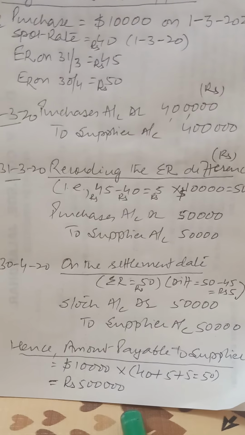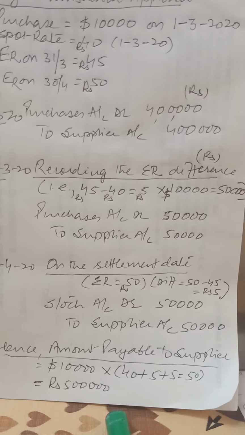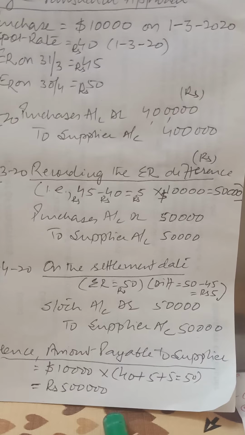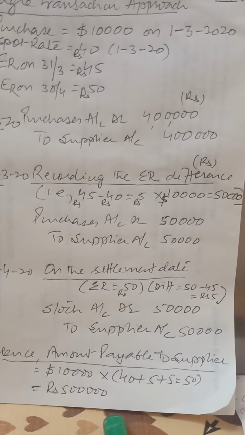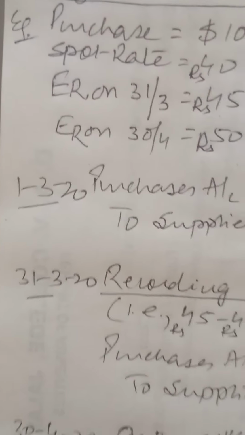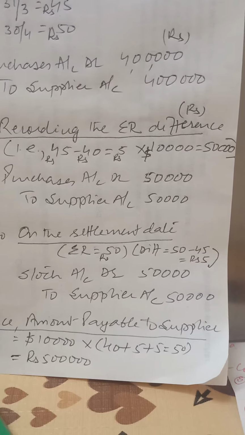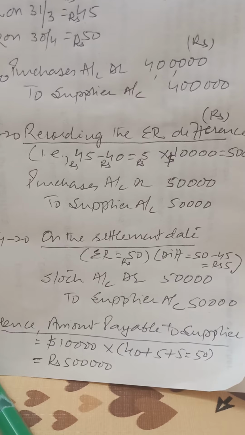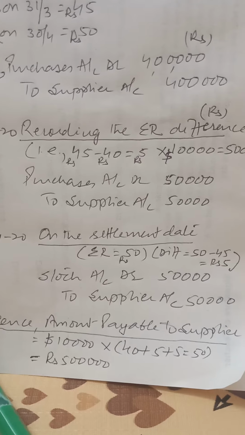Thereafter, on the date of settlement, again the difference has arisen. The exchange rate is 50 and the difference is 50 minus 45, because 45 is adjusted on 31st of March. Now the difference is again 5 rupees. The amount payable is $10,000, so it is 50,000. That is, stock account debited 50,000 to supplier 50,000.